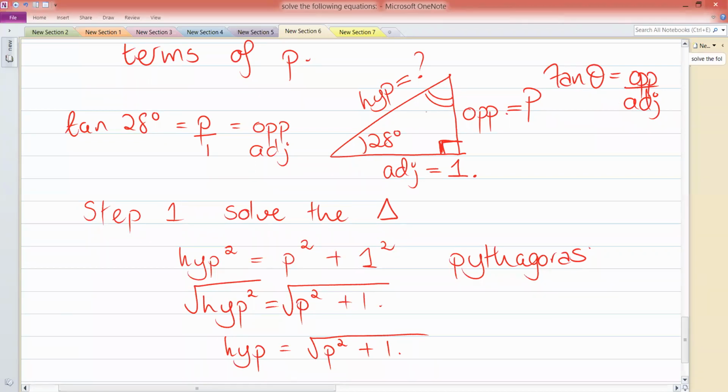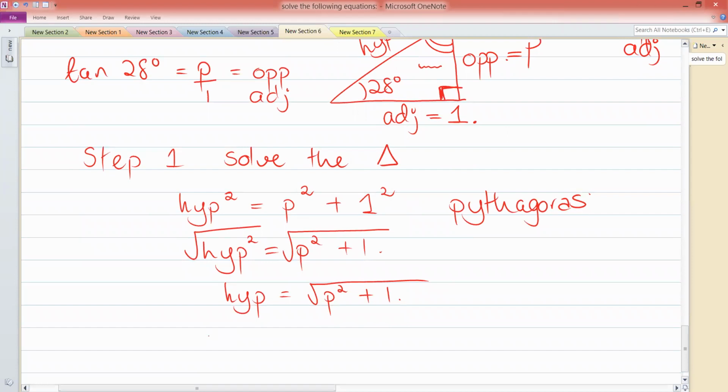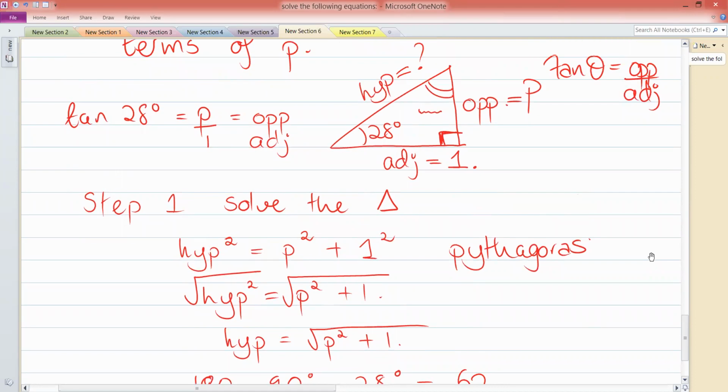Let's figure out what this missing angle is here, the one that should be in this position. So the missing angle is just 180 minus your 90 minus the 28. You'll see how we're going to use it later. So 180 minus 90 minus 28 gives us 62. So this angle up here is now 62.